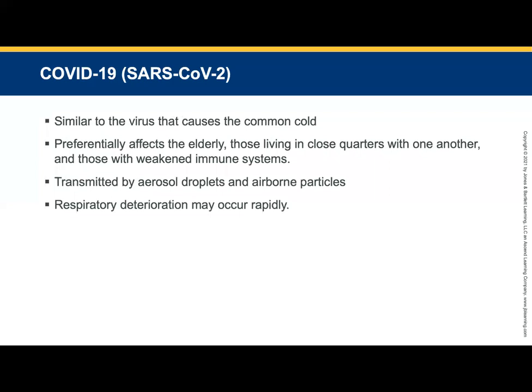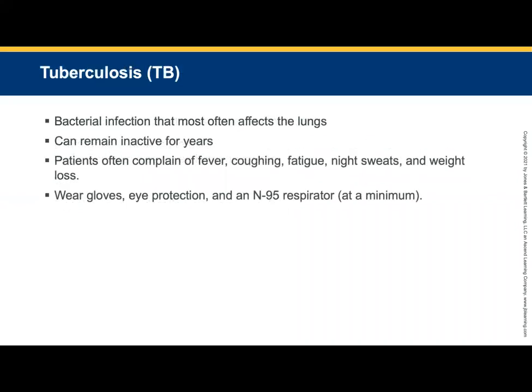So we talked about COVID again. I think we're all experts on COVID, so I'm going to skip over that. Tuberculosis, or TB: we did dive into that a little bit last night, or in the other class, so we'll just touch on it real quick. TB is a bacterial infection that commonly affects the lungs, but it also can be found in almost any other organ. It can remain inactive for years before producing any symptoms. Patients often complain of fever, coughing, fatigue, night sweats, and weight loss. If you suspect your patient to have active TB, you need to wear a mask at a minimum and always put a mask on the patient too.